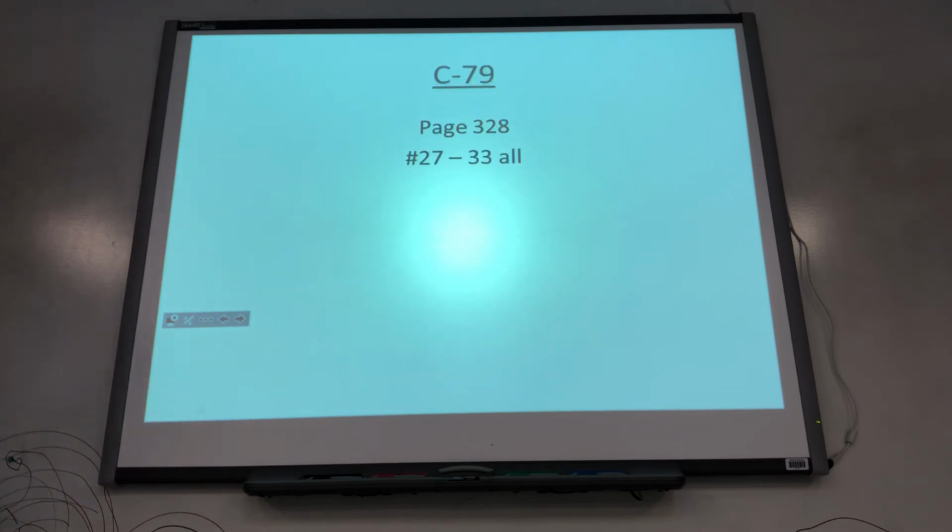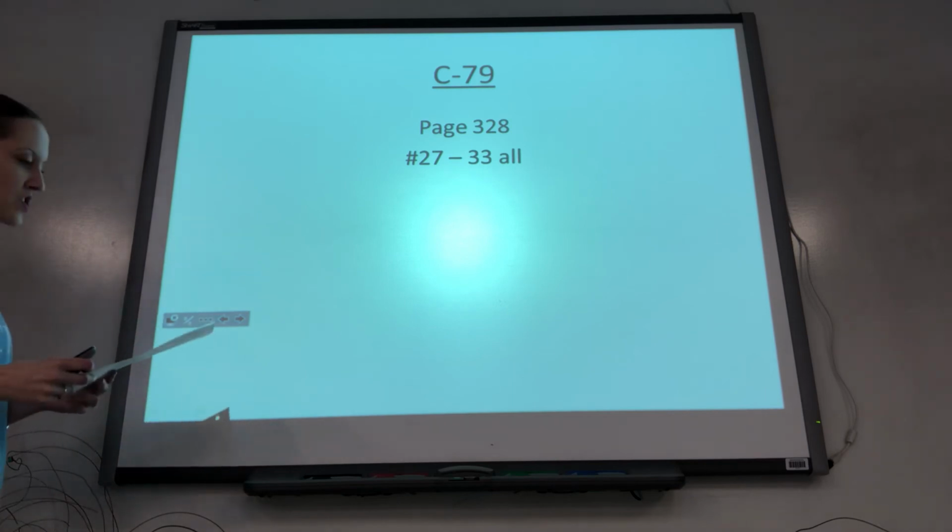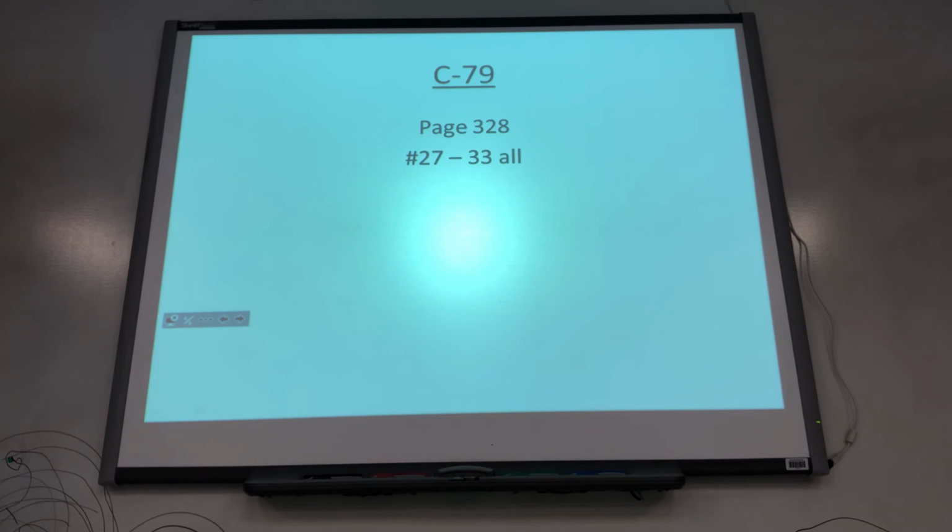I'll go ahead and put the assignment up. It is C79 from page 328. Got like 20 minutes. You can probably finish this in class, I would say. It's 27 to 33. 27 to 33.